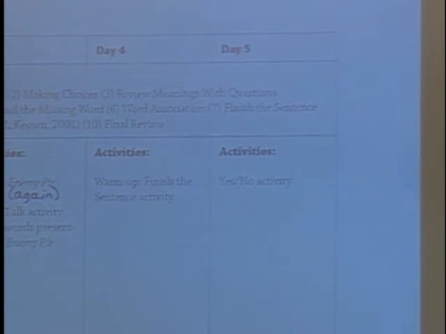Okay. Day four, as a warm-up, have students do the finish the sentence activity. Now, this is just as a warm-up. So we're not spending a lot of time, are we? It's just a warm-up. So you may want students to include these sentences in their vocabulary notebook to use with the words. And then on day five, I'm going to review the words using a yes-no activity.